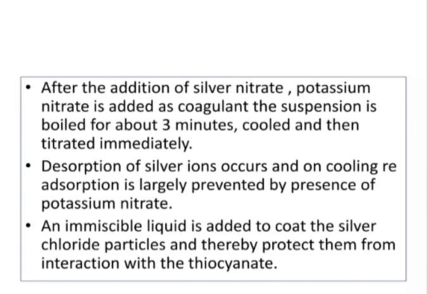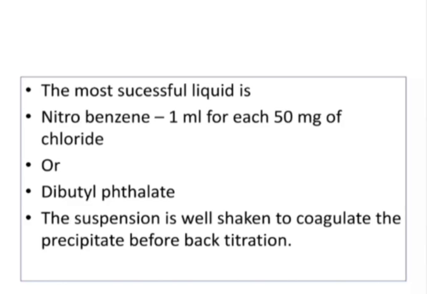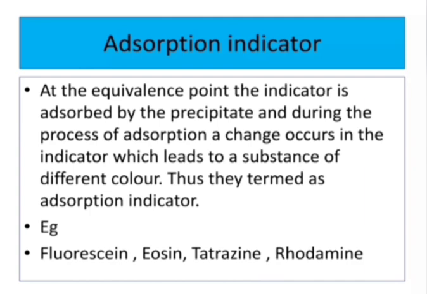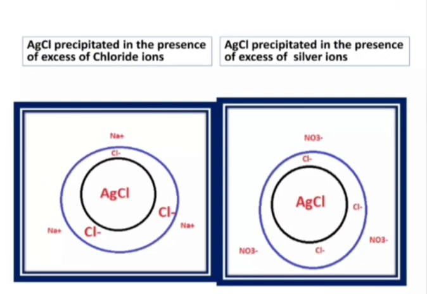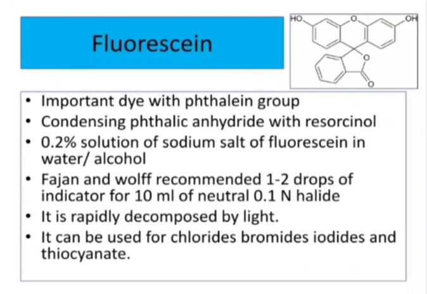After the addition of silver nitrate, potassium nitrate is added as a coagulant. The suspension is boiled for about 3 minutes, cooled, and titrated immediately. Readsorption of silver ions occurs on cooling, reducing the surface area. An immiscible liquid is added to coat the silver chloride particles, thereby protecting them from reaction with the thiocyanate. Applications: standardization of unknown NaCl, standardization of silver nitrate, and determination of complexes.